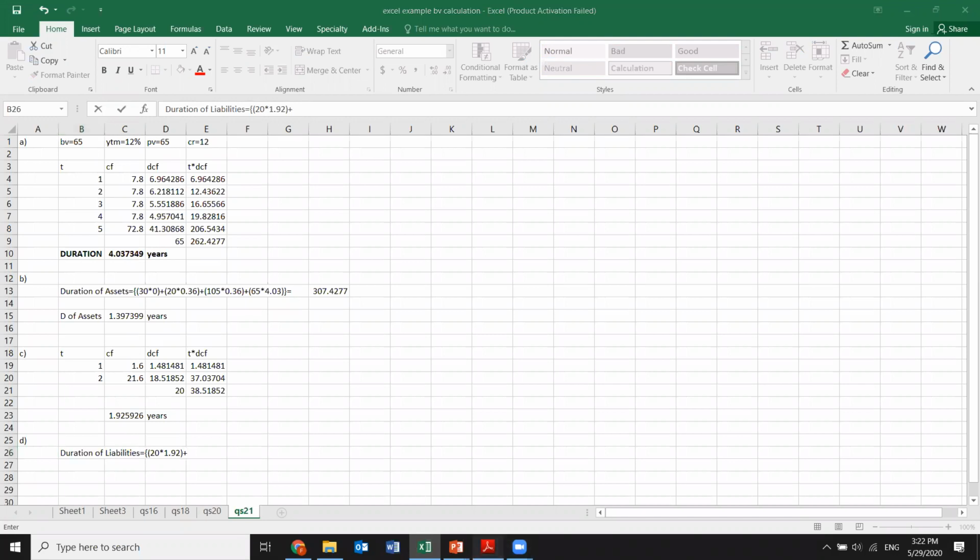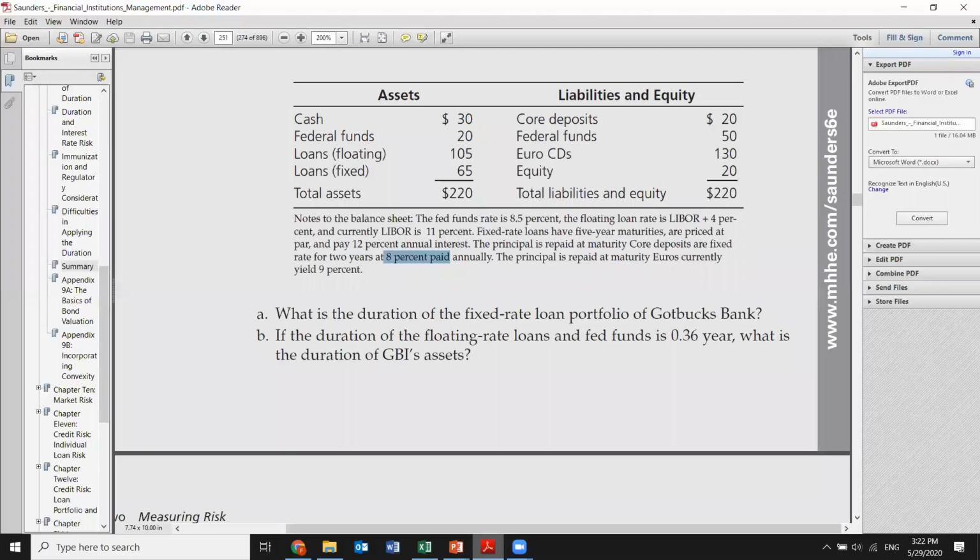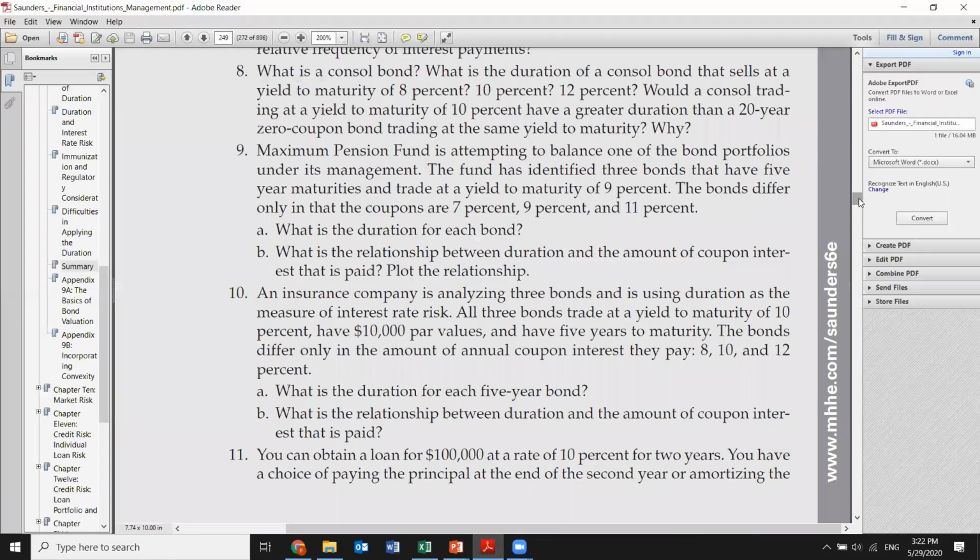plus what else we have? 50 times, it should be given, the Fed funds. So the Fed funds floating rate, okay, the LIBOR is 11.4%.